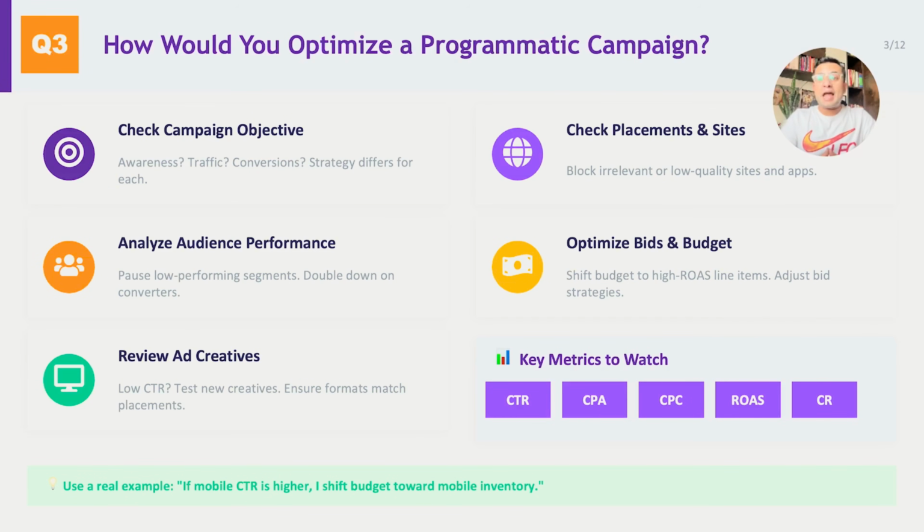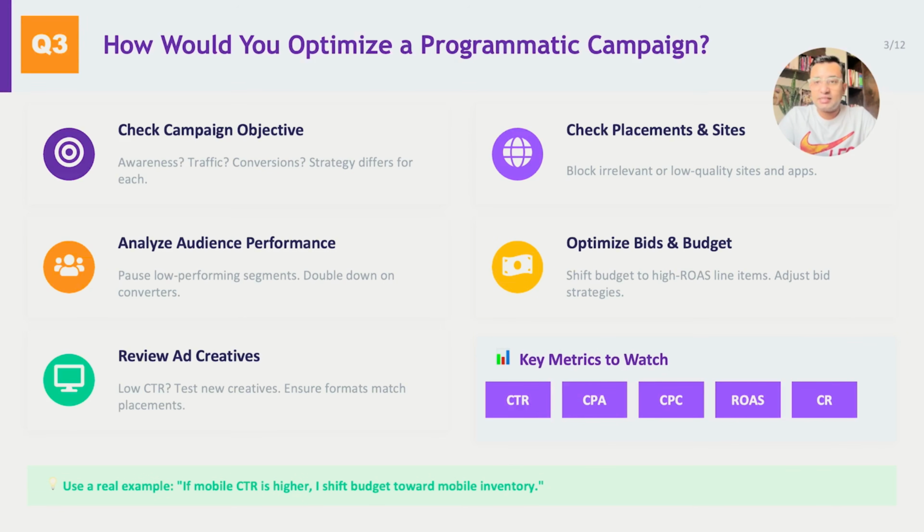I will check the campaign objective first. I'll check if it's targeting awareness, traffic, or conversions, because the strategy differs for each KPI. Then I am going to analyze the audience performance. I will pause the low performing segments. I will double down on the converters.